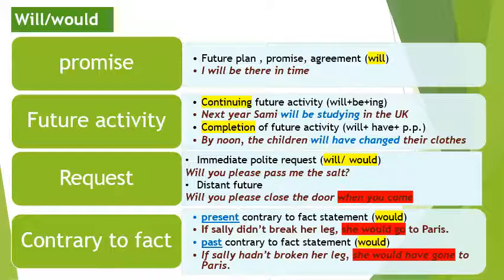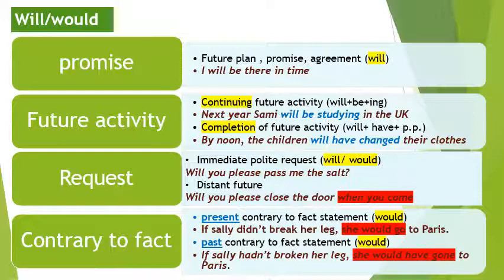For will and would, we've got four meanings: either to give a promise, to talk about future activity, to request something, or to express contrary to fact. As to promise, sometimes you use will to talk about your future plan, to promise somebody to do something, or to agree with somebody, for instance, to meet somewhere else or to make an arrangement with somebody else. And you are using will here. I will be there in time. For instance, I will cook chicken for dinner, or I'll see you at the cafeteria.